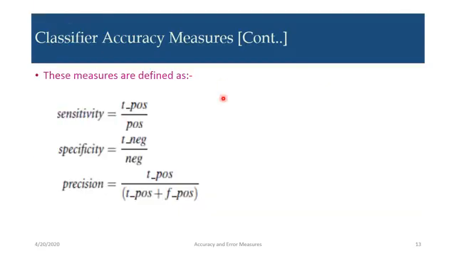These measures are defined as follows, you can see the formulas. Sensitivity is positive tuples correctly labeled as positive, so true positive divided by the number of positives. Specificity is true negative divided by the number of negatives. Then precision is equal to true positive divided by true positive plus false positive. So these are the formulas with which we can evaluate the classifier.